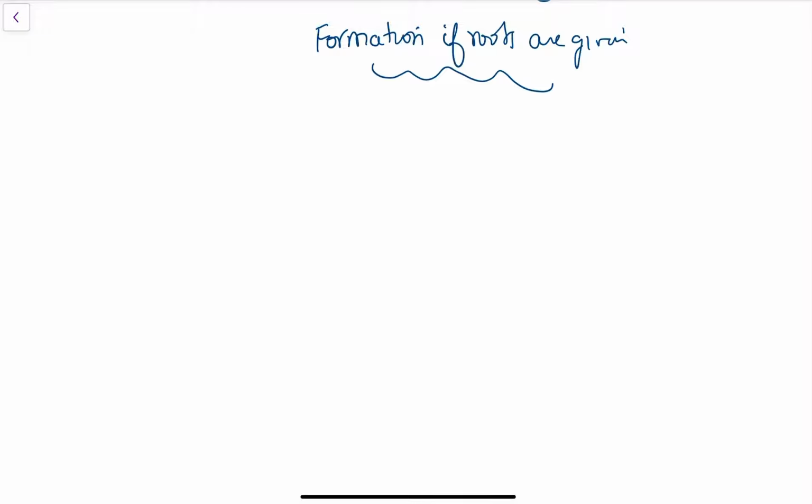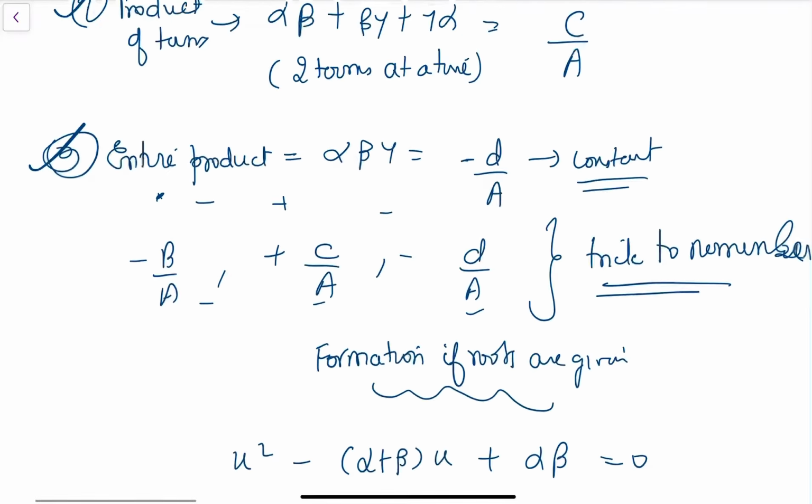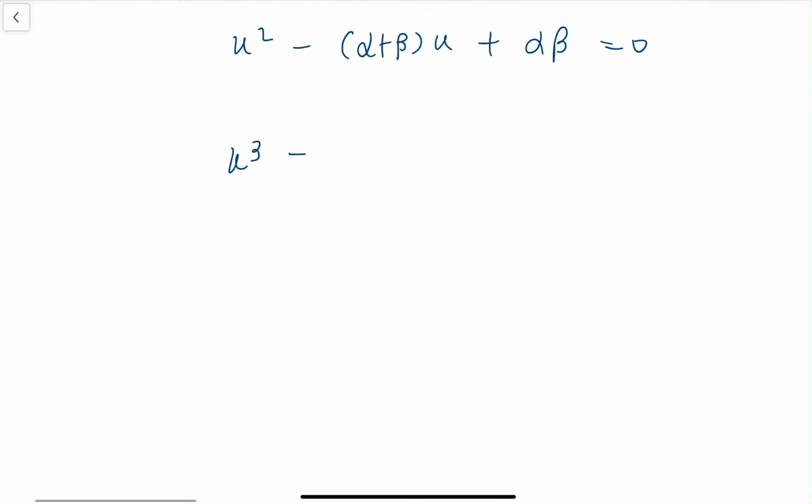Just like your quadratic equation, you know how to form it if roots are given: x square minus alpha plus beta, the sum, into x plus the product. This was the way of forming quadratic equation. Similarly, in cubic equation, write the first term x cube minus the first thing that we find, the sum. What is the sum? Minus b by a, that is your alpha plus beta plus gamma. So this is minus of alpha plus beta plus gamma into x square. After x cube you have x square. Then you have x and you will have a positive here.